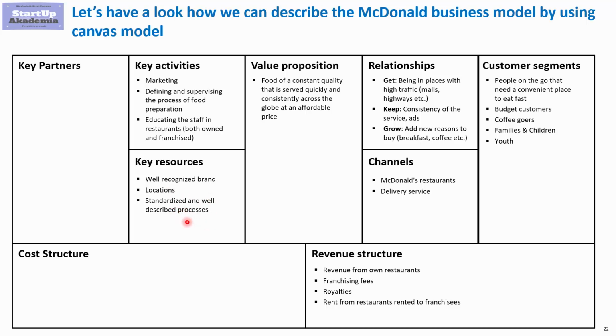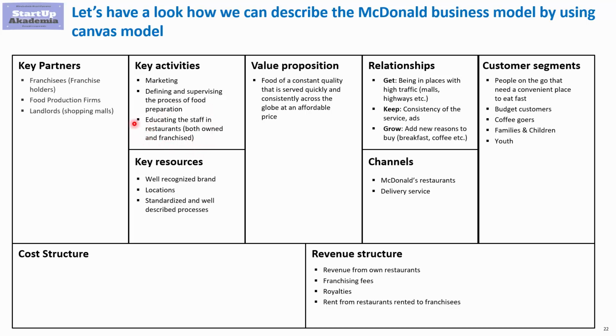We have three main groups of key activities McDonald's has mastered and that are key to its success. First of all, they are masters of marketing. They also excel at defining and supervising the process of food preparation. Finally, since they have a lot of temporary employees that don't stay too long with the firm, they have also learned how to educate well and fast the staff in restaurants.